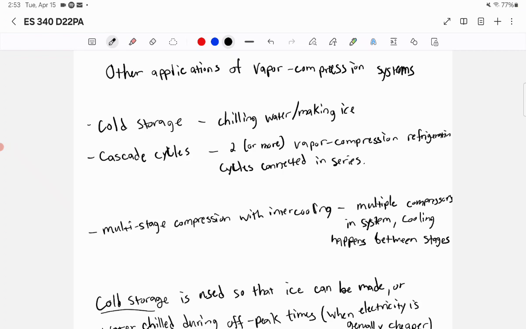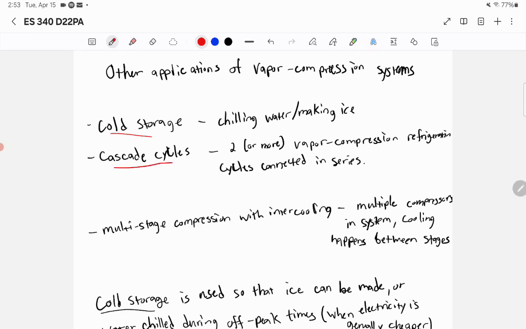So we discussed vapor compression systems last time, and now we're going to discuss the other applications. We were discussing the particular application of a refrigerator, but we can also have other applications of them, including cold storage, where you can have chilled water or making ice, these kinds of things.